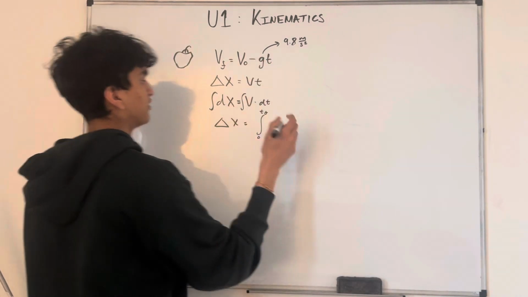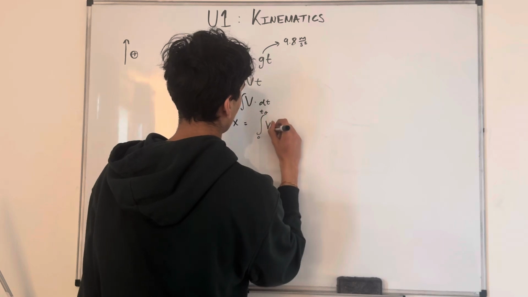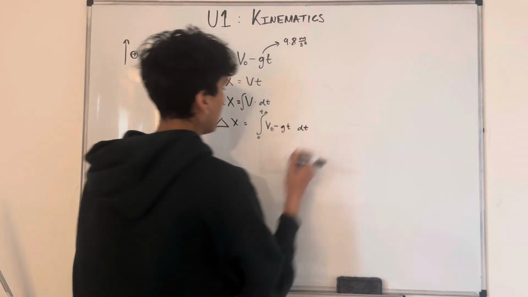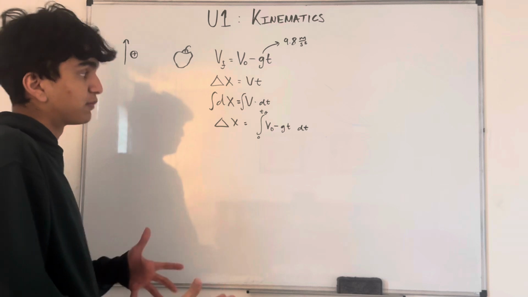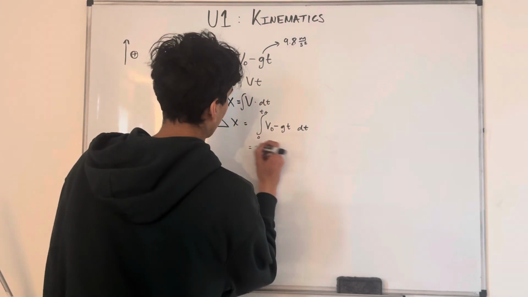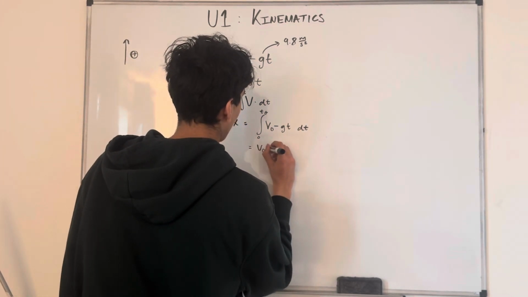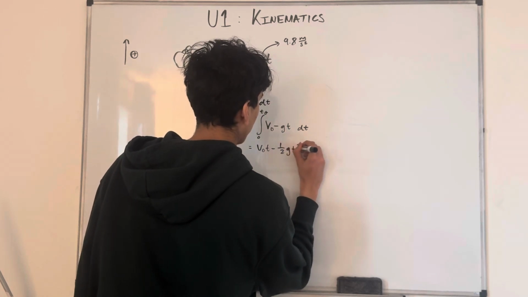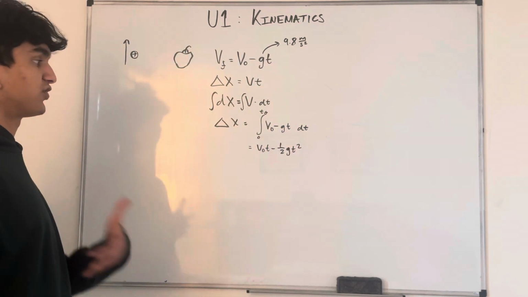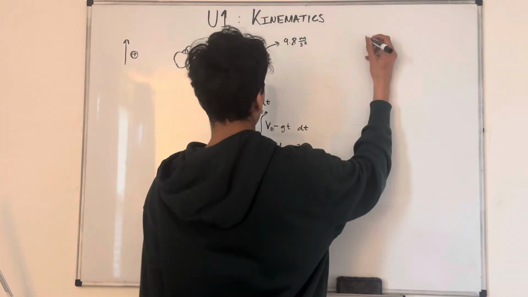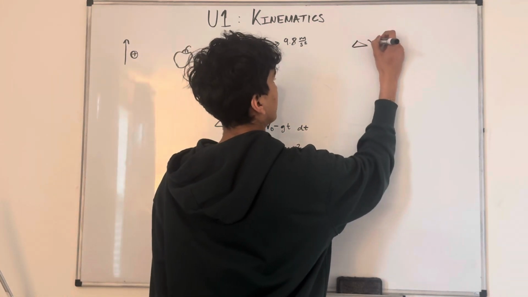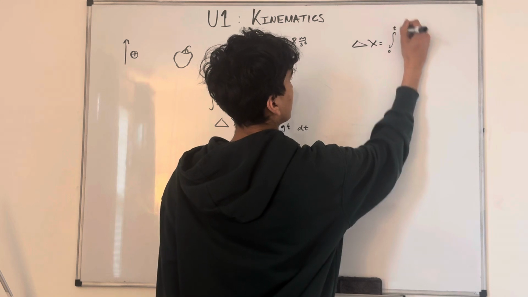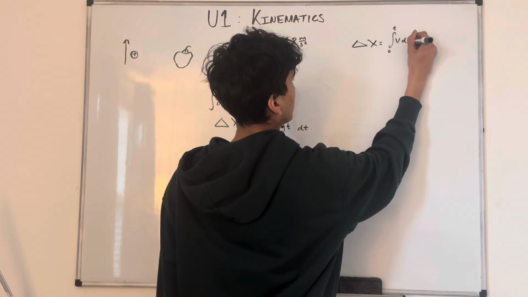Well, hey, we have that. It's v initial minus gt, dt. And if you integrate this, it's a pretty simple integral: it's just v initial times time minus 1/2 gt squared. So this is one of the first kinematics equations that you have. Change in x is going to equal the integral from 0 to t of v dt.